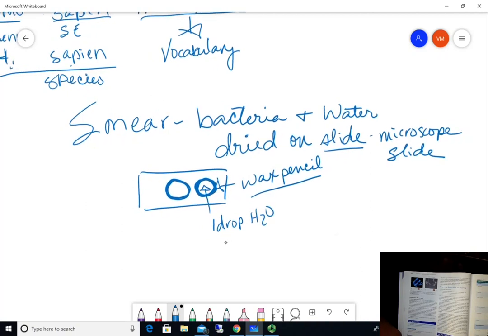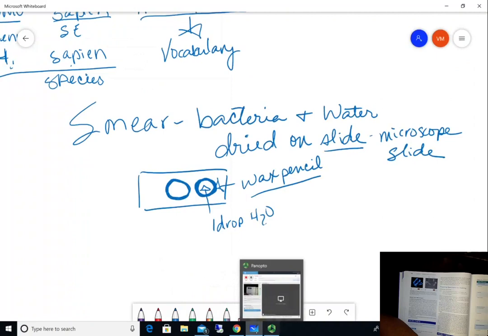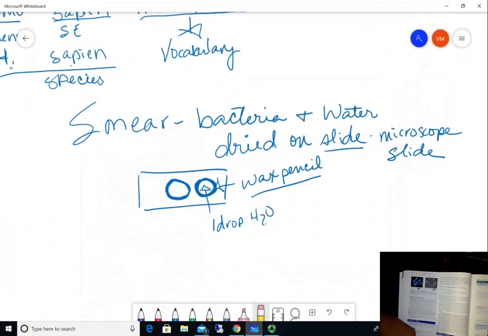And then we're going to take bacteria. And that changed over from a whiteboard? Sorry.